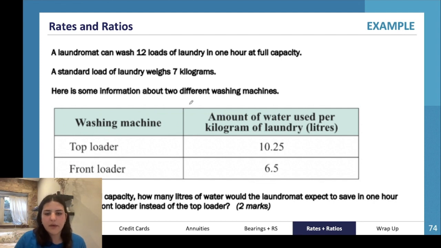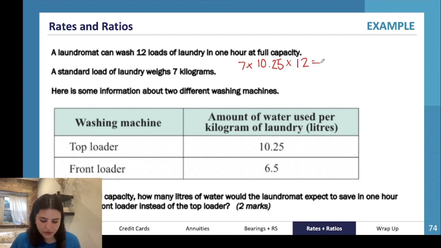Okay, so it's doing 12 loads of laundry in 1 hour. Standard load is 7 kilograms. So we've got 7 kilograms. We'll have to compare each, top loader and front loader. So we've got 7 kilos for the first one, 10.25 liters per kilo, and we're doing 12 loads of laundry. So 7 times 10.25 times 12 is 861 liters.